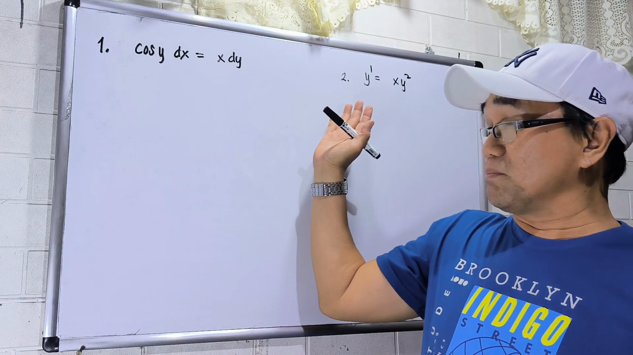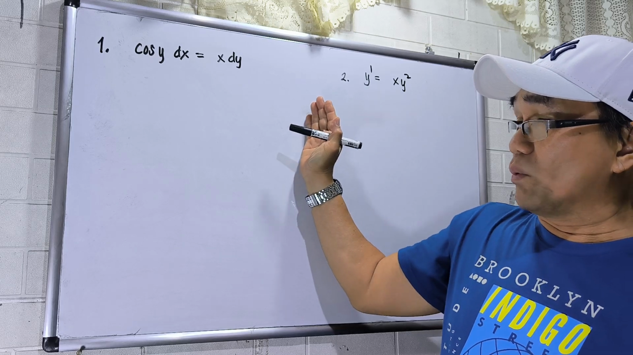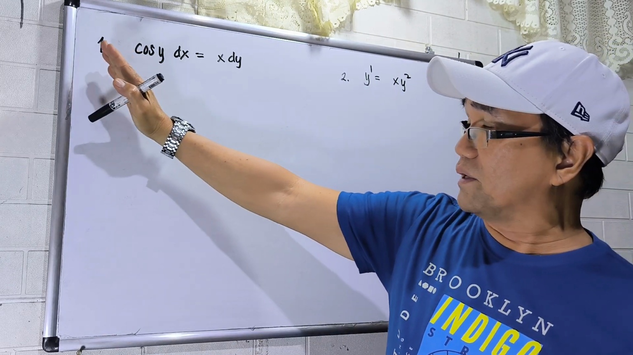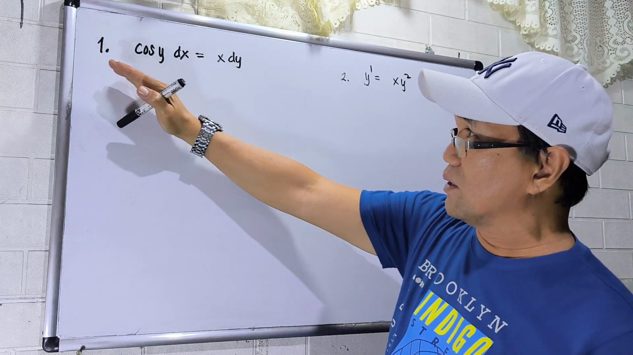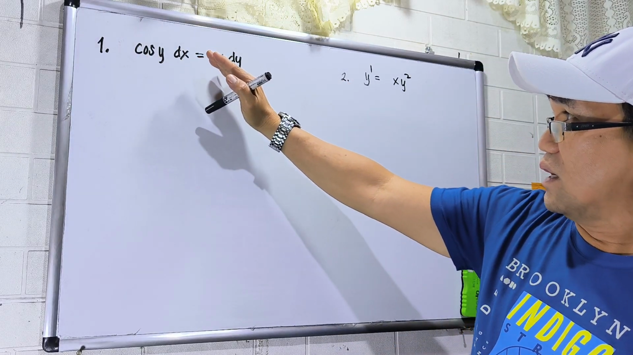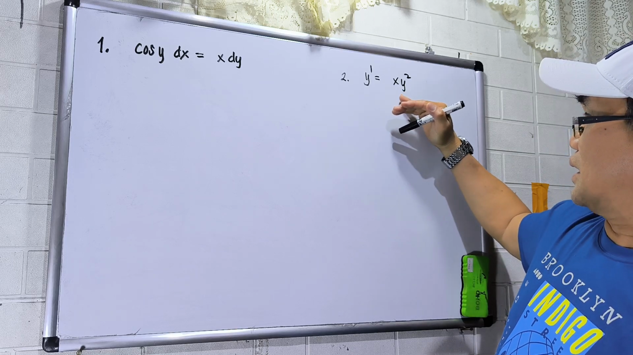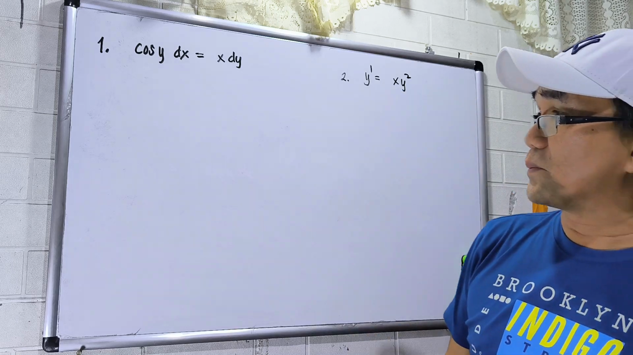Another topic which is variable separable. When we say variable separable, we have to separate the variables. So I have here 1 and 2. Number 1: cosine y dx equals x dy. And then number 2 is y prime is equal to x y squared.